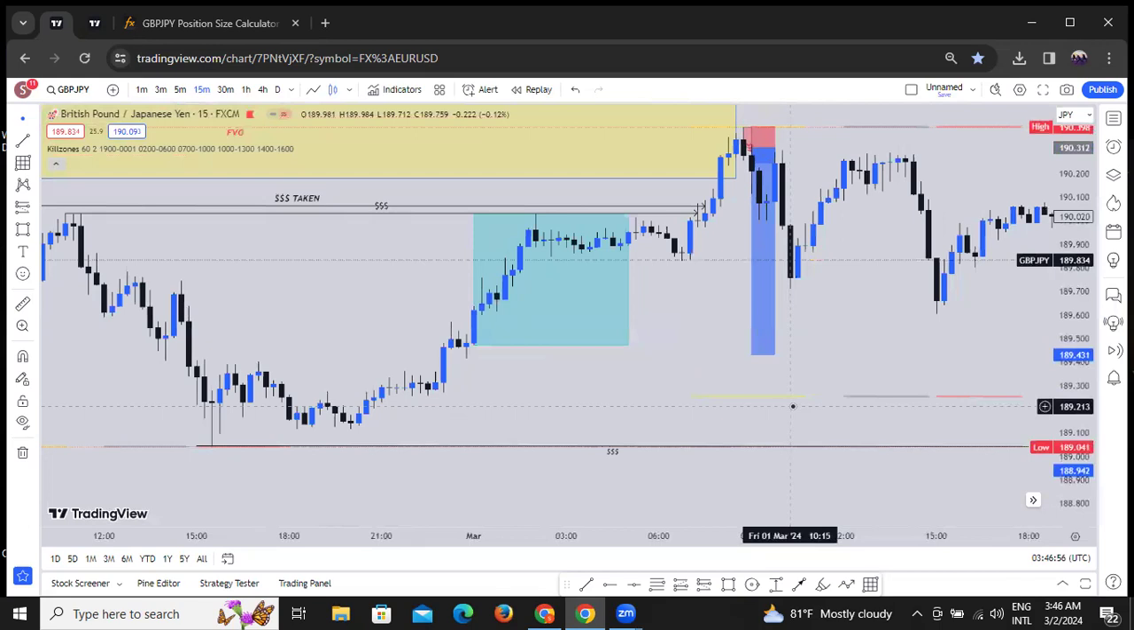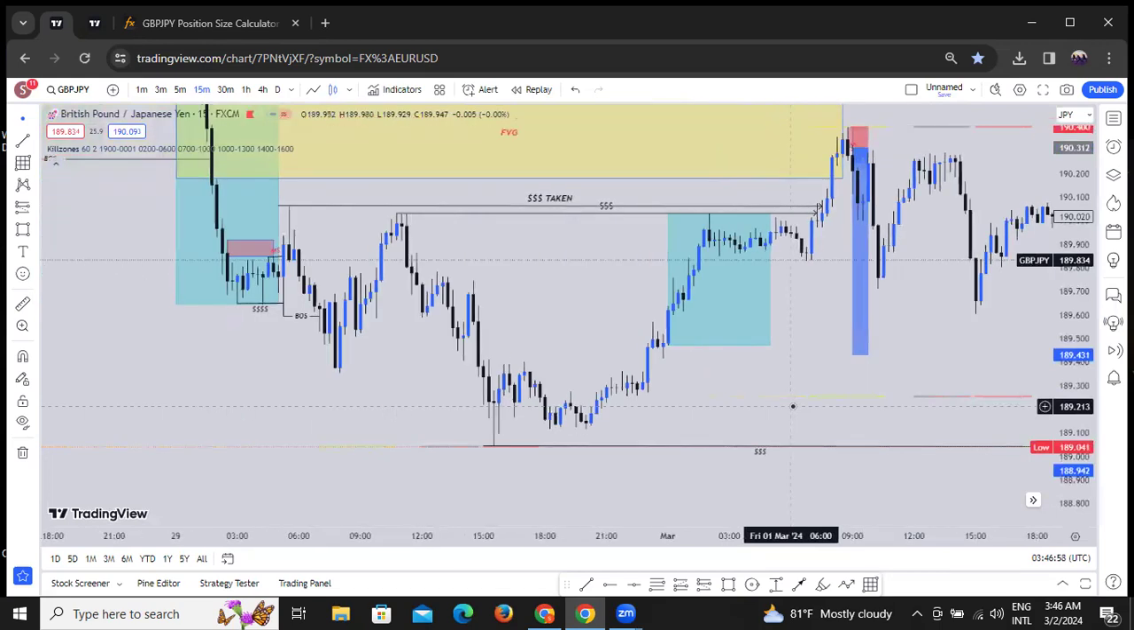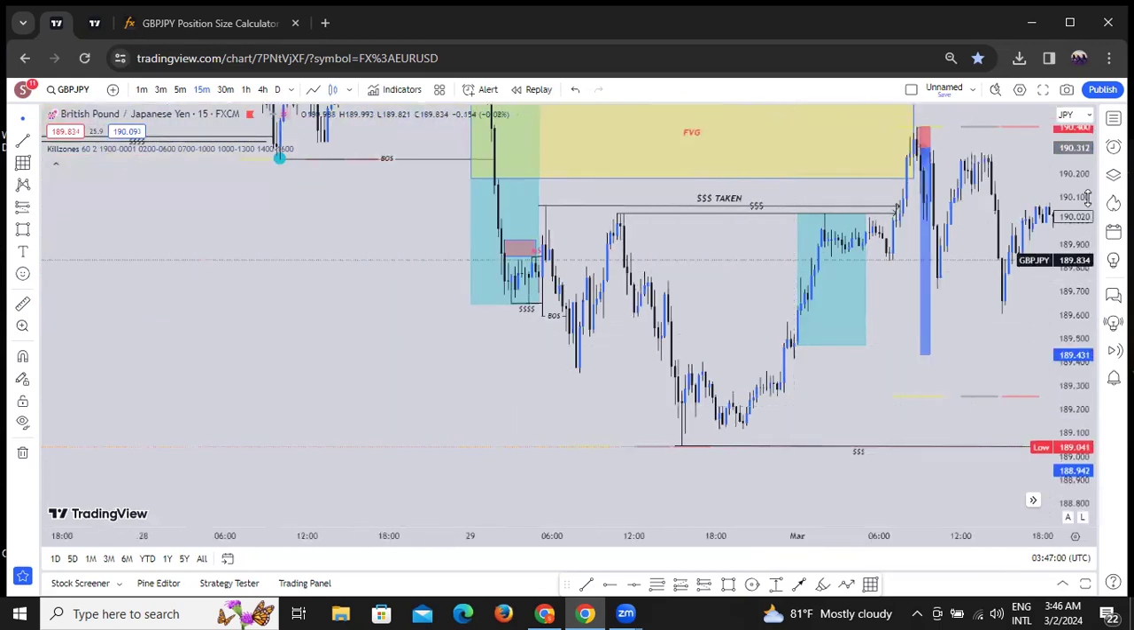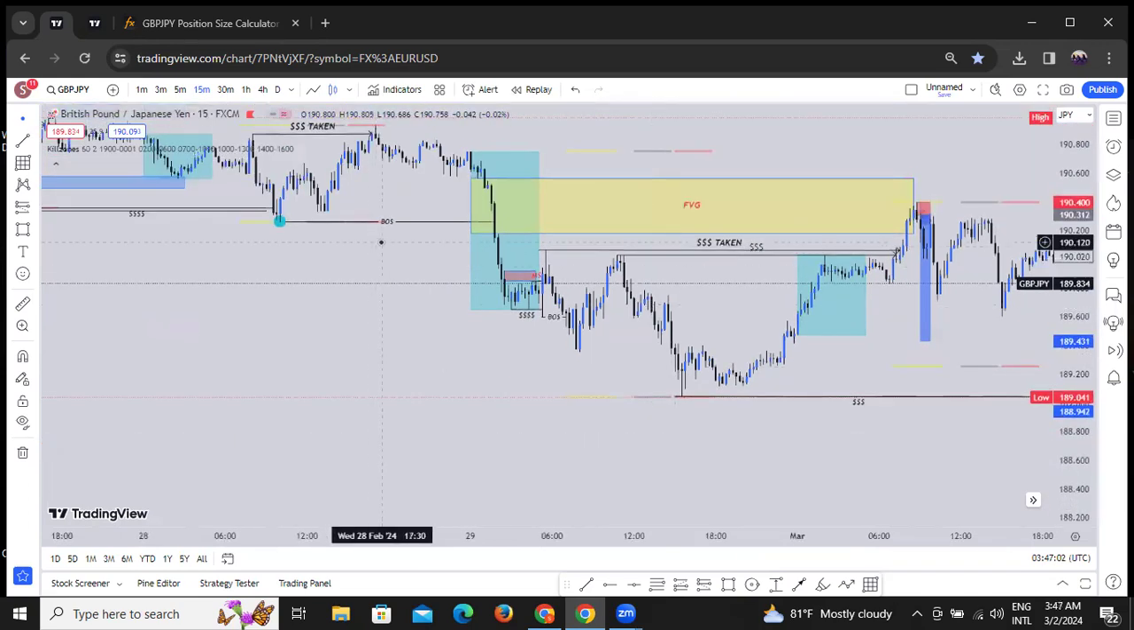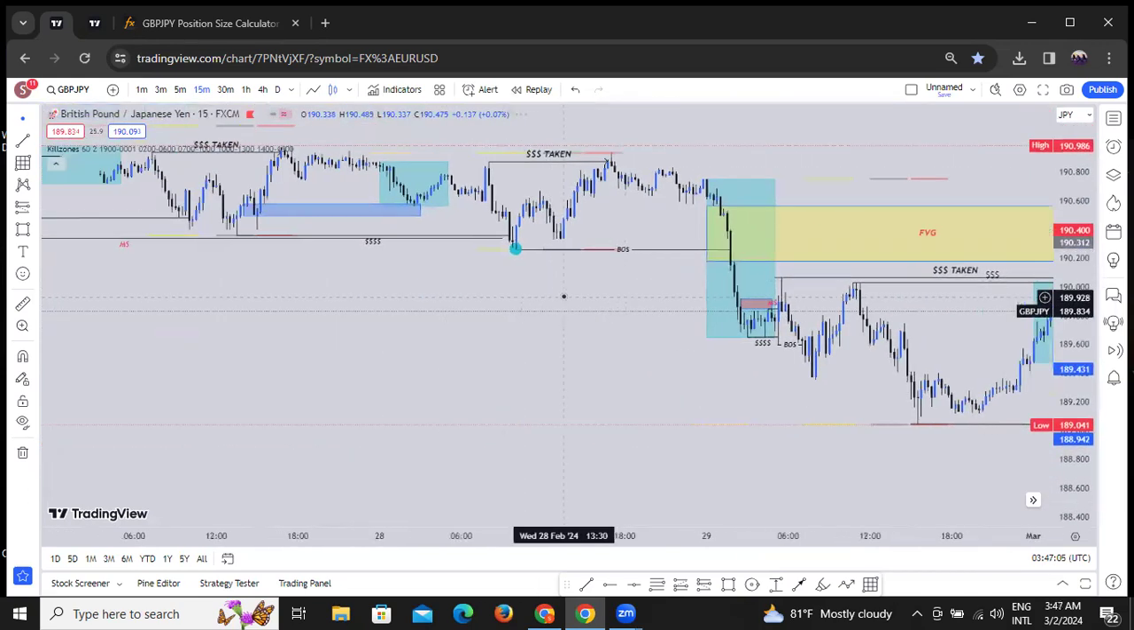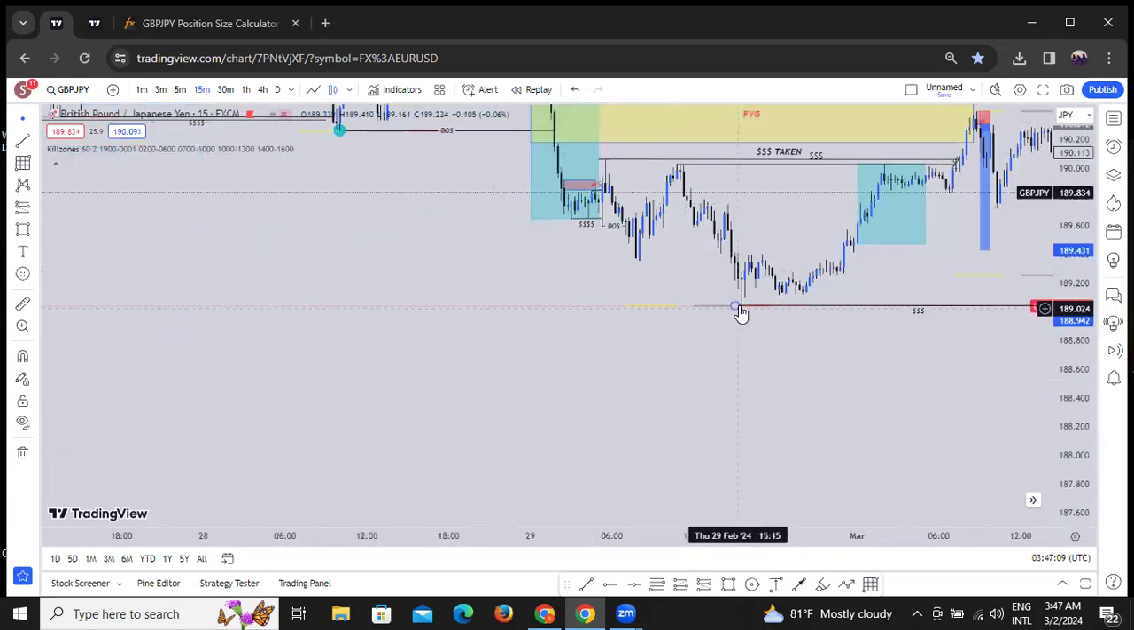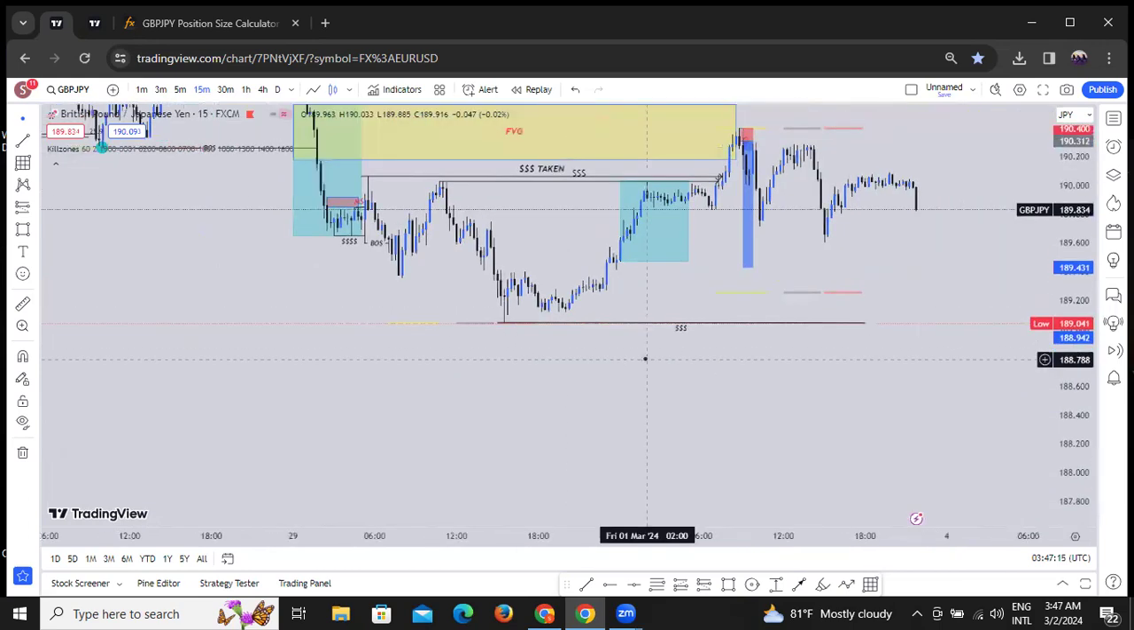So right here, I have... okay. Now, as you all know, we have our initial breakout structure right here. Then these are our recent low. So that's where liquidity is sitting.